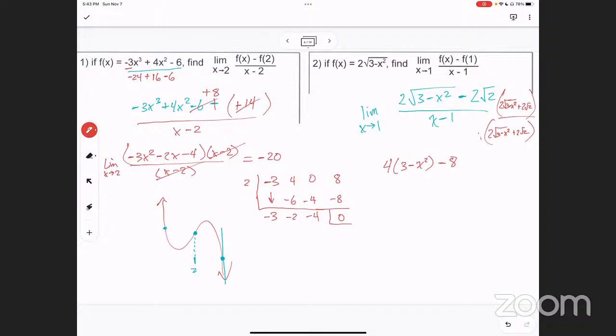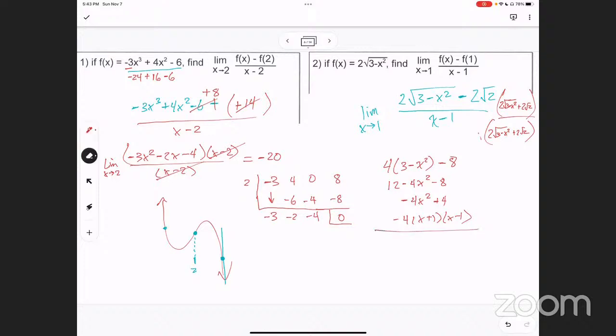Oh, duh. I'm an idiot. I see it. I just didn't distribute this correctly. This is 12 minus 4x squared minus 8. So it's negative 4x squared plus 4. That factors to negative 4 times x plus 1, x minus 1. That's it. I knew it had to happen.